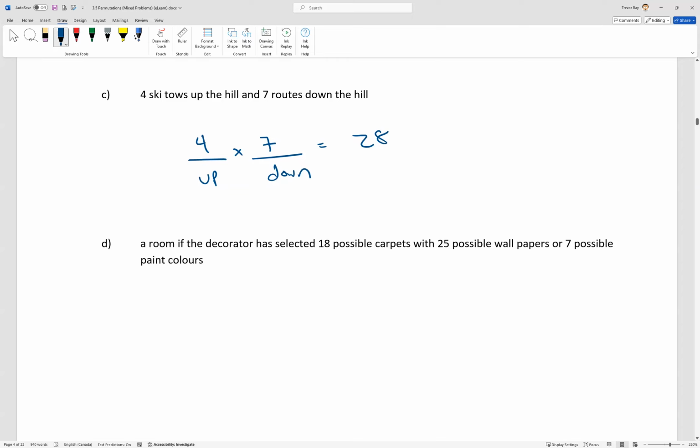Part D, we want to know how many ways that we can make a room if the decorator selected 18 possible carpets with 25 possible wallpapers or 7 possible paint colors. So what we're going to do is really think of this as carpet and wallpaper or paint.